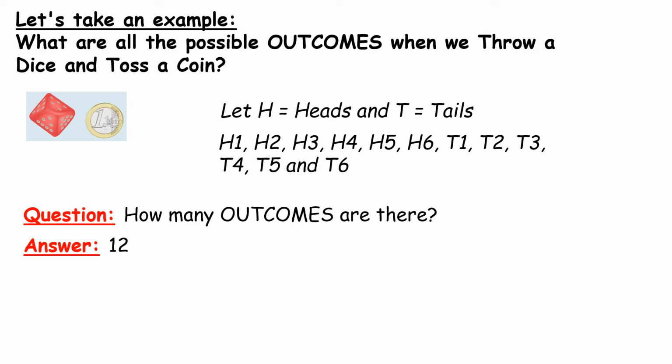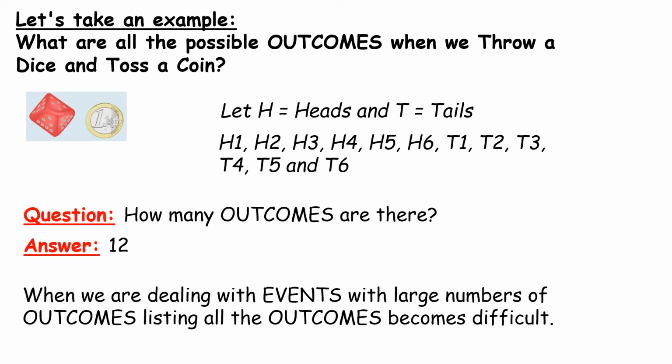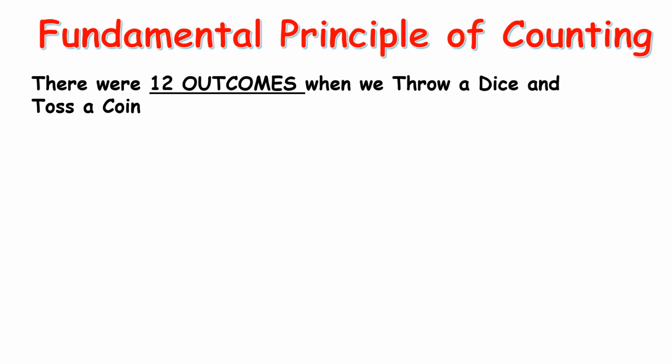So listing all those outcomes is not a very nice way to work. It's quite tedious. Surely there is a nicer way to do that. But what if I said to you, if we had 2 outcomes for the coin and 6 outcomes for a dice, how might we use those 2 numbers to get to 12? Any ideas? So this leads us to the fundamental principle of counting.